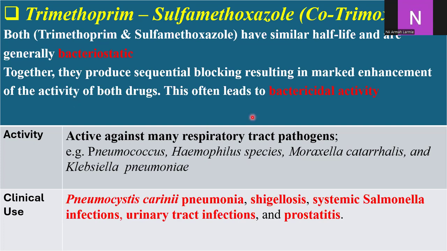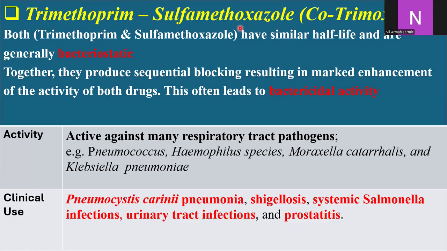They have been used for respiratory tract pathogens such as pneumococci, Haemophilus species, Klebsiella, etc. Clinically, we are using it in Pneumocystis carinii pneumonia, shigellosis. We are using it in salmonella infections, urinary tract infections, prostatitis. This is where we have combined our trimethoprim with sulfamethoxazole. Note that we are combining the tetrahydrofolic reductase inhibitor with the sulfonamide. Good.